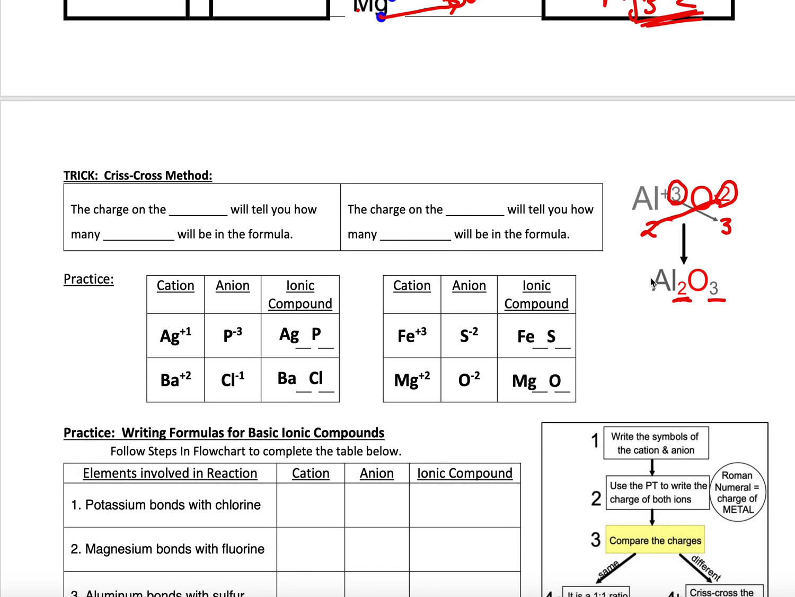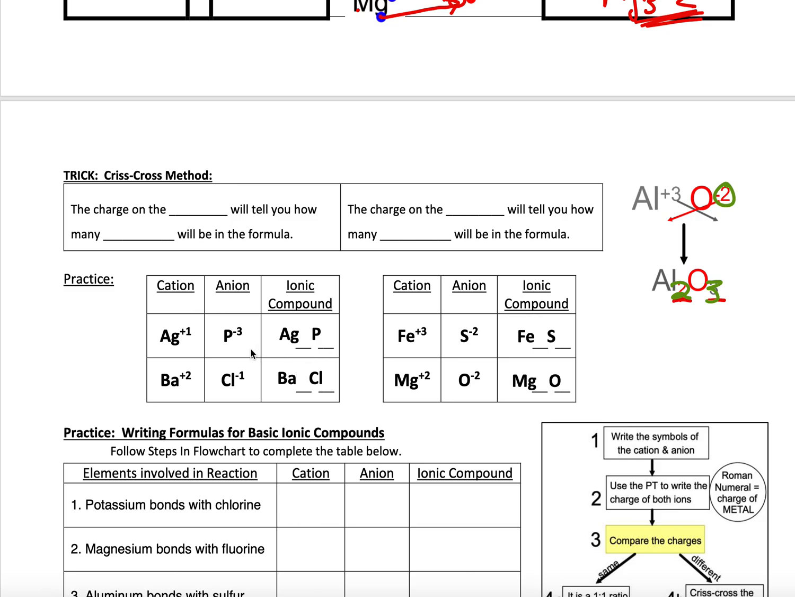So now if I told you aluminum and oxygen are bonding, all you have to know is what are the charges. If you know aluminum's going to make a +3, then you know there's going to be a 3 after the oxygen. And if you know oxygen's making a -2, you know there's going to be a 2 after the aluminum. This is an awesome trick, works all the time.